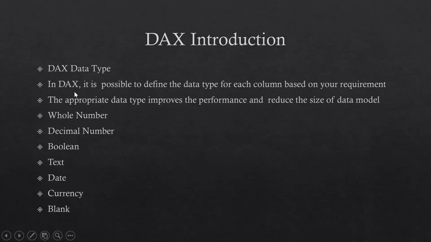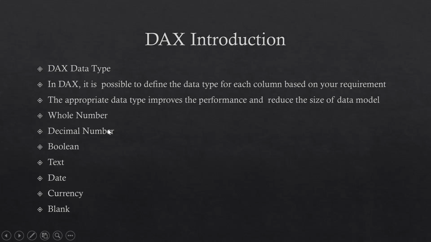DAX data types. What is a data type? It is which kind of data is entered by the user, right? By default, a computer understands binary numbers, zero and one, everybody knows. But a data type is which kind of data the user enters. It can be a number, text, or decimal. It can be a combination of number and text as well, with delimiters, like your Gmail account, right? Appropriate data types improve performance and reduce the size of the data model.